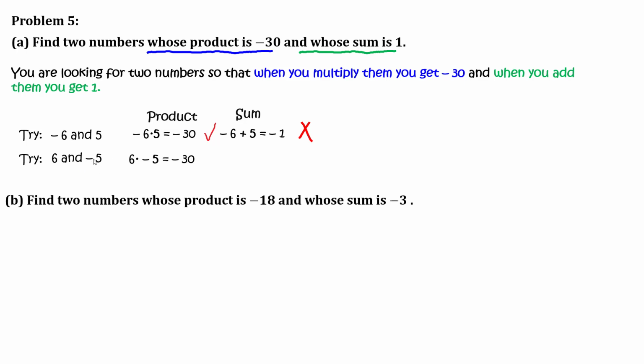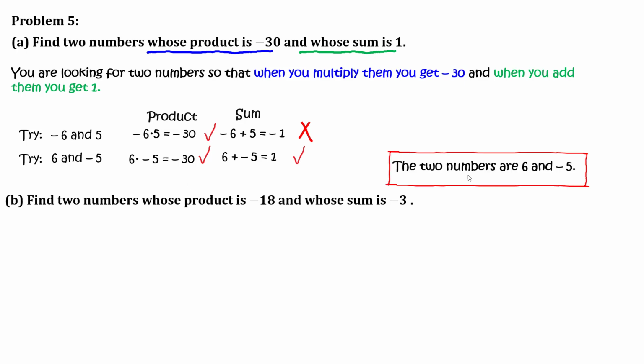6 times negative 5 is in fact negative 30, so the product checks. Now 6 plus negative 5 is 1. Which is what I'm looking for, right? I am looking for 1. So my answer, the two numbers are then 6 and negative 5. Or negative 5 and 6, right? You can swap the two numbers, just don't swap the negative sign.